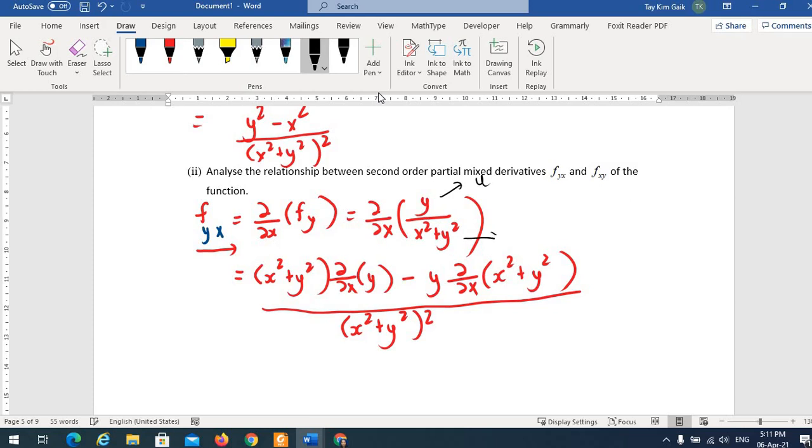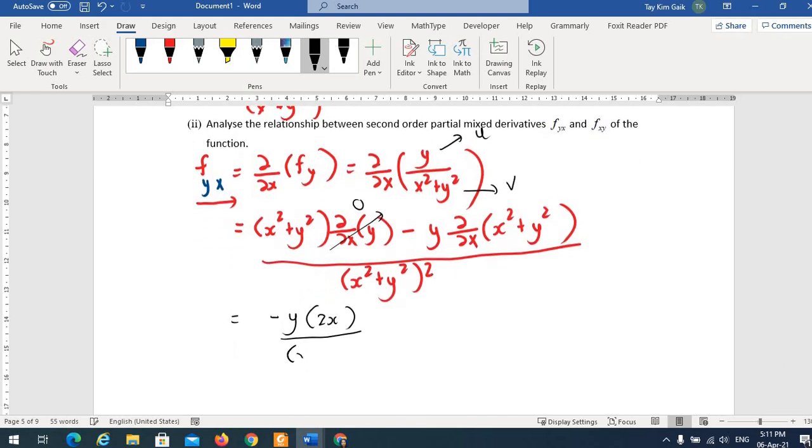This is u, the denominator is v. So you have v u prime. That's why I have del del x y times v minus u v prime, over v squared. Del del x y, del del x of a constant, you have 0, so the first term is gone. Del del x of x squared plus y squared, you get 2x. Del del x of y squared is 0. So you get negative y times 2x, divided by x squared plus y squared to the power 2, or negative 2xy divided by x squared plus y squared to the power 2. So this is fyx.